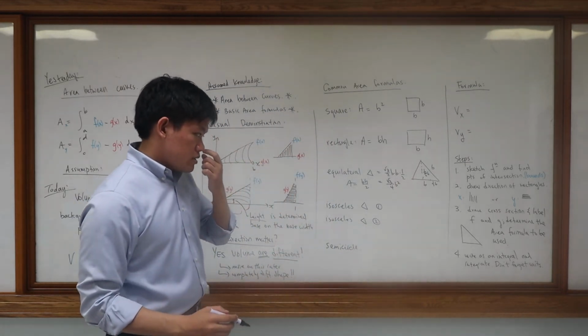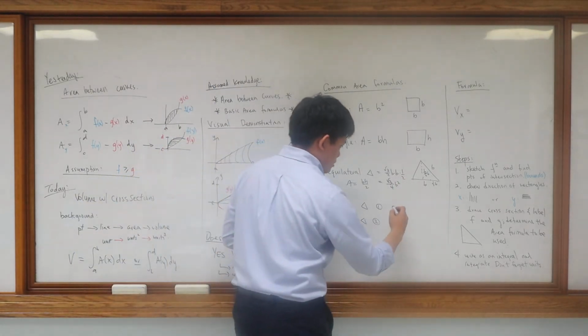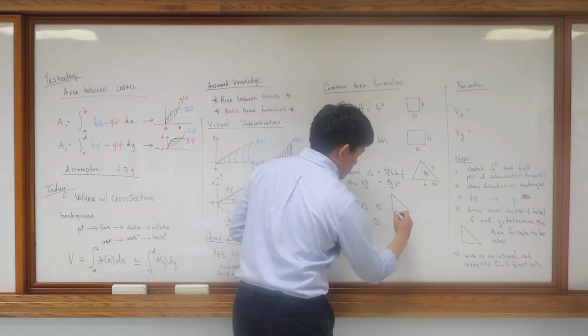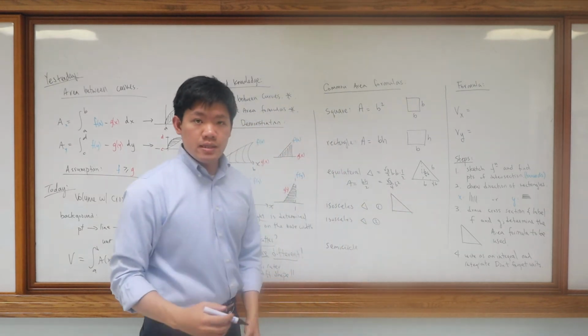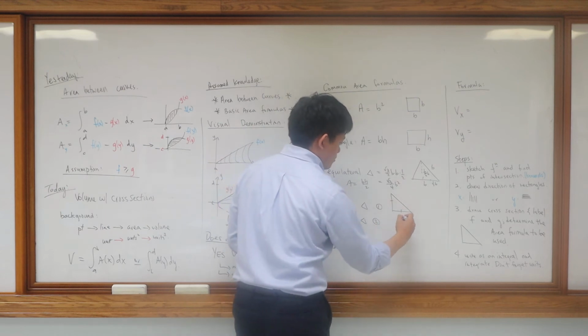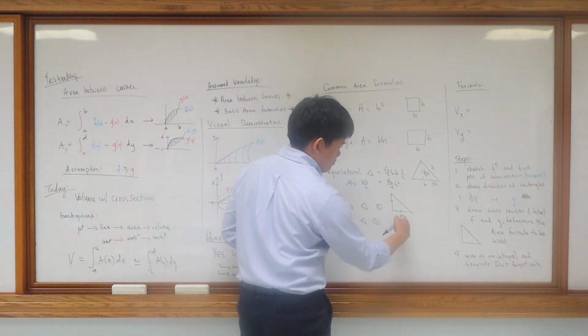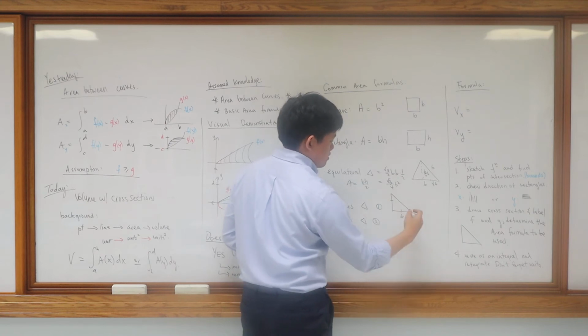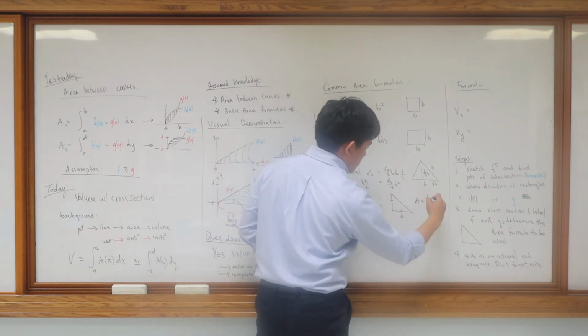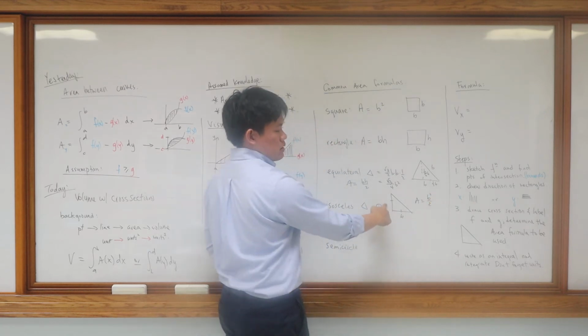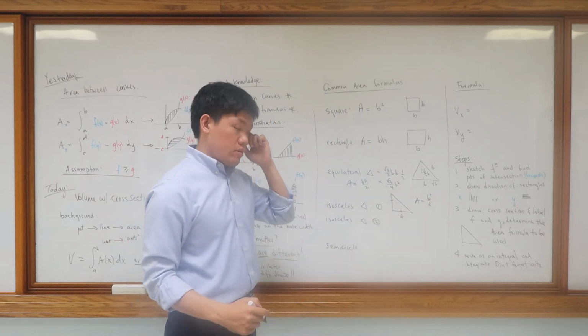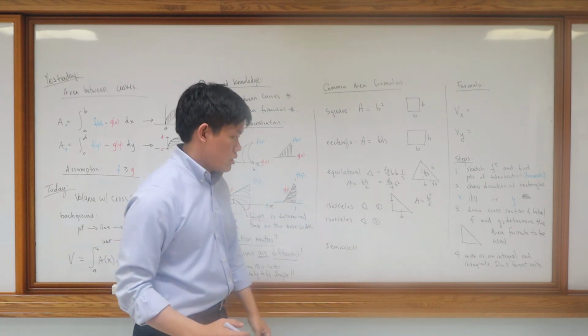Isosceles triangle, there are two types. In my first isosceles triangle, the legs are the same length. In that case, you end up with base times height divided by 2. So the area is base squared divided by 2, because base times base divided by 2 is the area of this isosceles triangle.